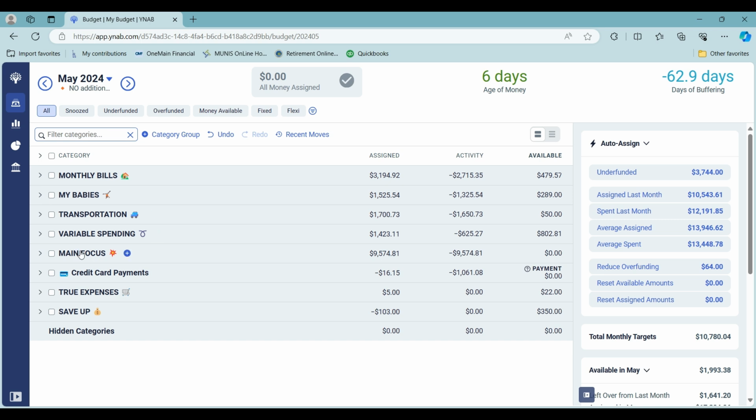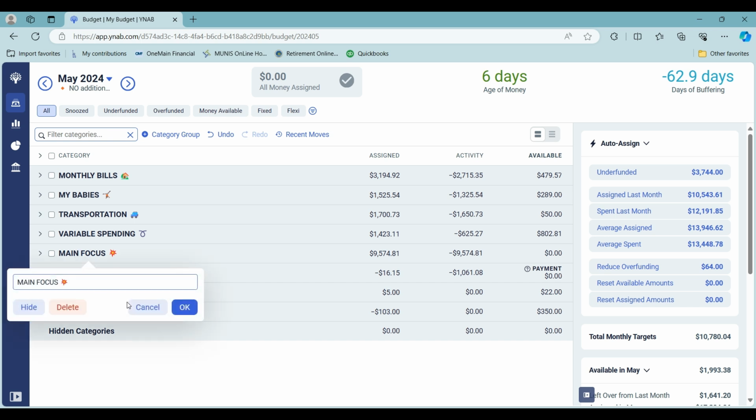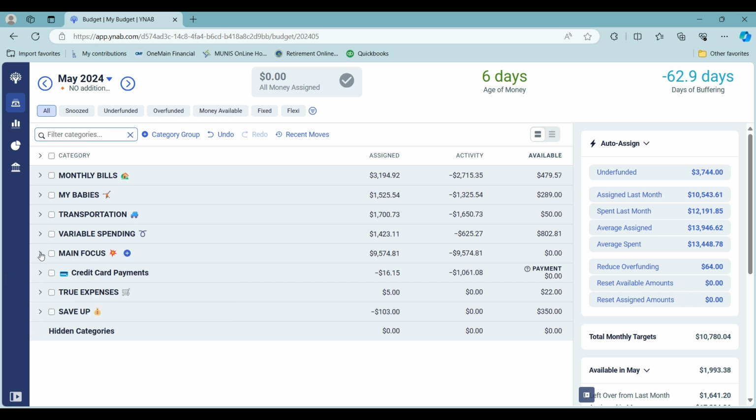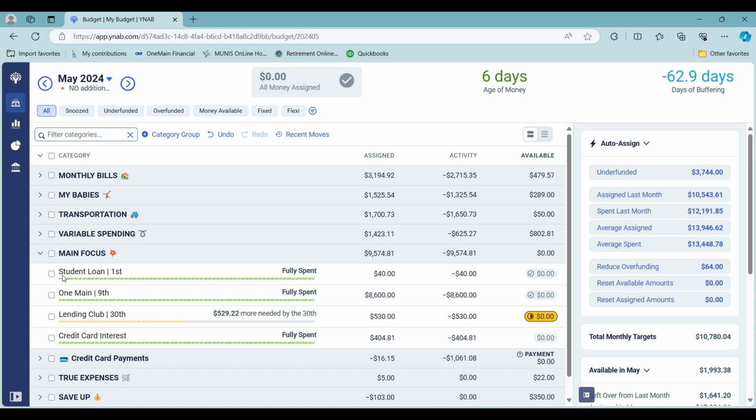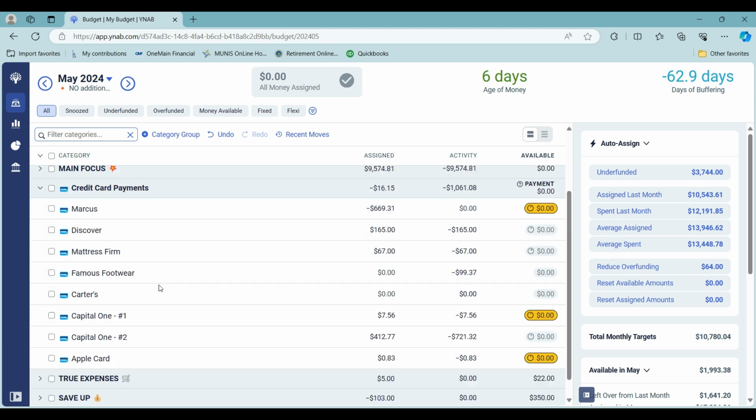All right, the next one up is my main focus. So the main focus, for me, is all of my debt. Okay, it's going to be all my debts. Student loan, OneMain, Lending Club. I do have credit card interest in here because I can't put it in the credit card category.